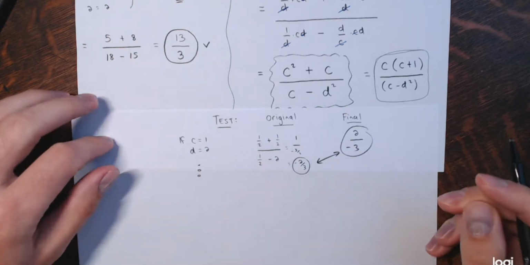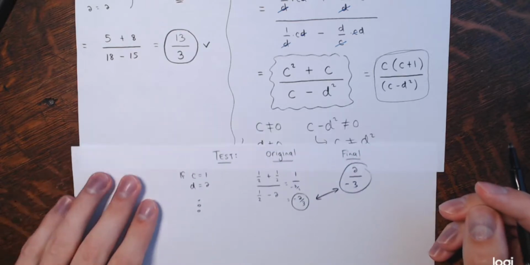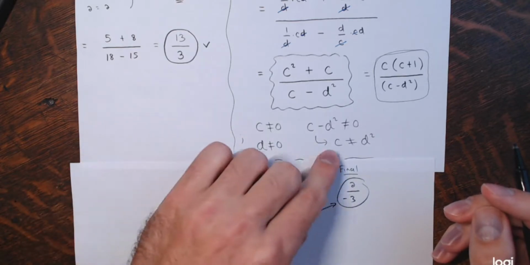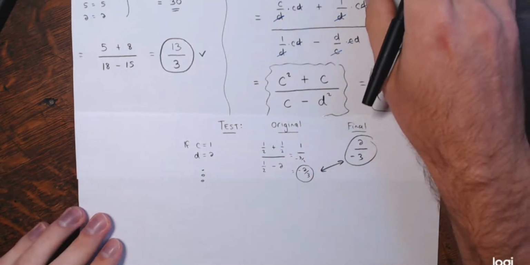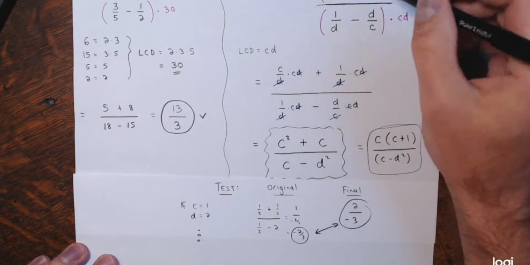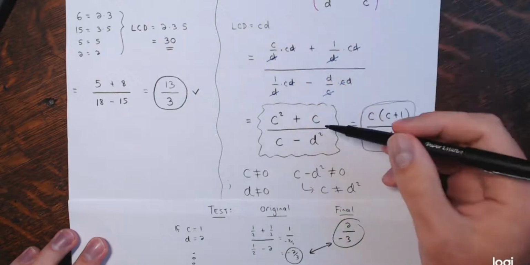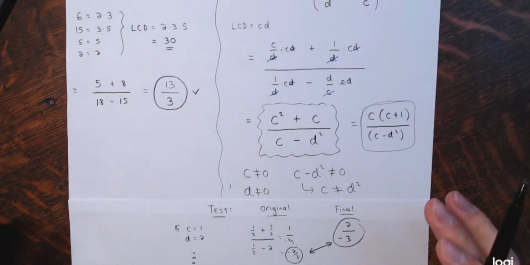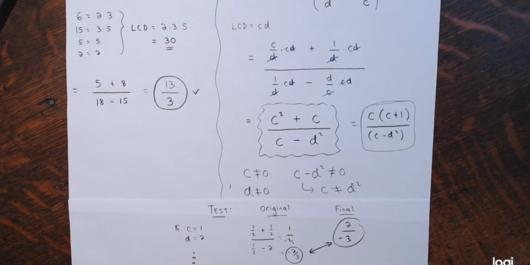No matter what you replace c with and d with, again, as long as they're not 0 or c is not equal to d squared, as long as that's not happening, you're fine. And go ahead and check, is the value of the original expression, right, the way it originally looked, is that equal to the value of the final expression? And it should be every single time if you did things correctly. So it looks like I'm okay.